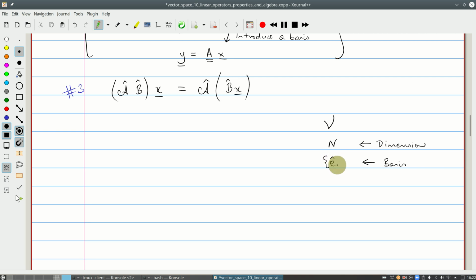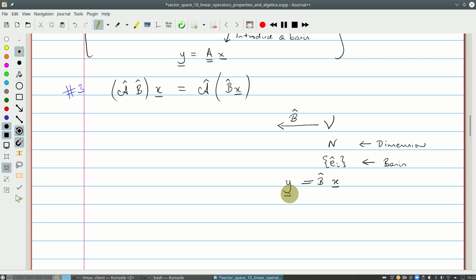And so here's my basis. Okay, so we've got a vector x which belongs to this space. Now what happens is we operate with the operator B hat. What we've done here is we have B hat operating on x, and that's going to give me another vector y.